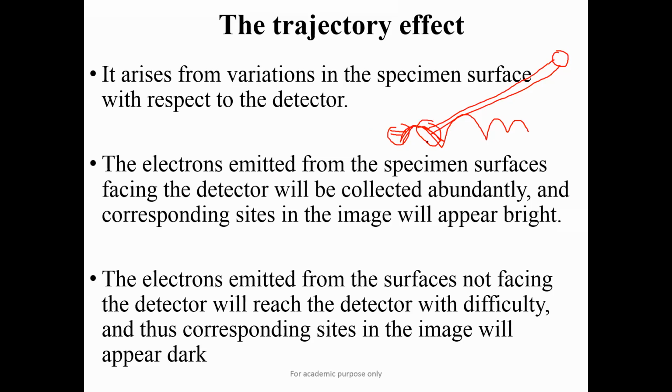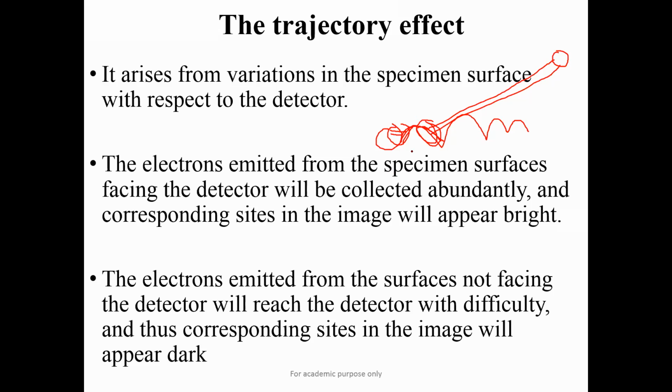Okay, so this side will be bright and this side will be dull. Generally, we take images on the gray scale. If a large number of electrons, it means it's brighter. If fewer electrons, it means it will be towards lighter or gray scale. So the electrons emitted from the surface depend upon the topology of the surface.